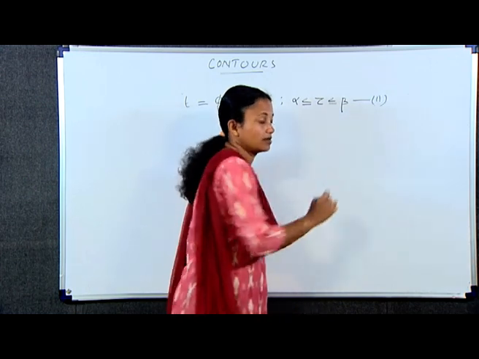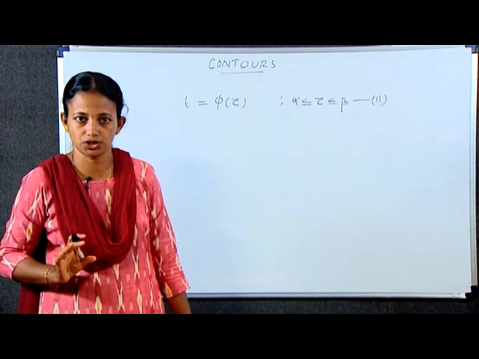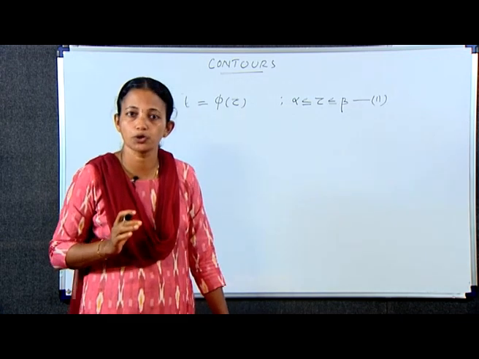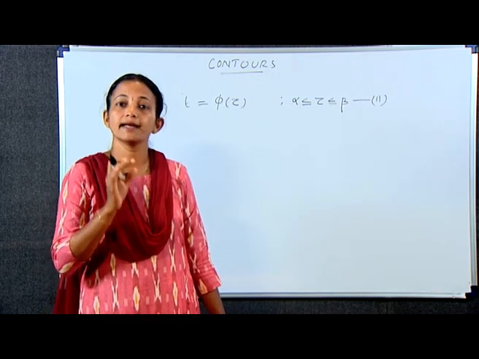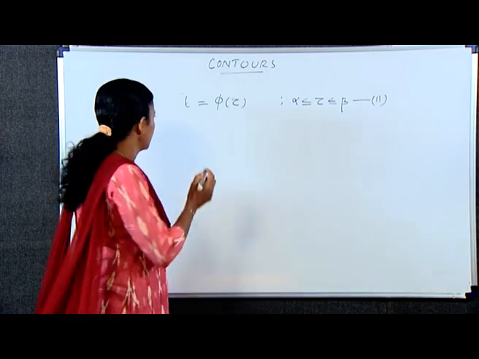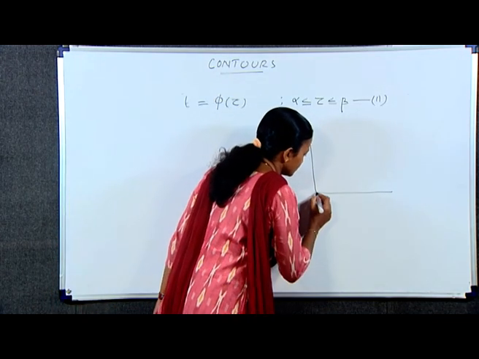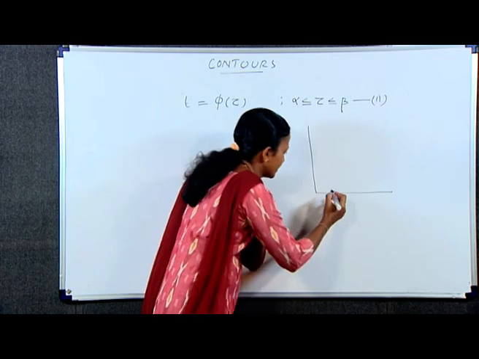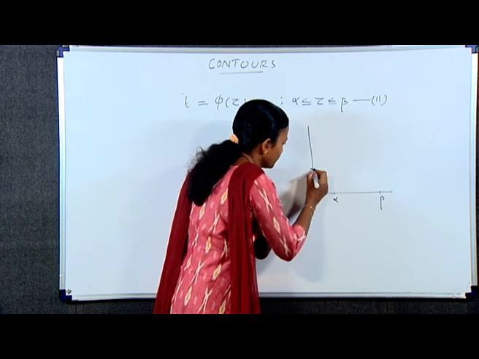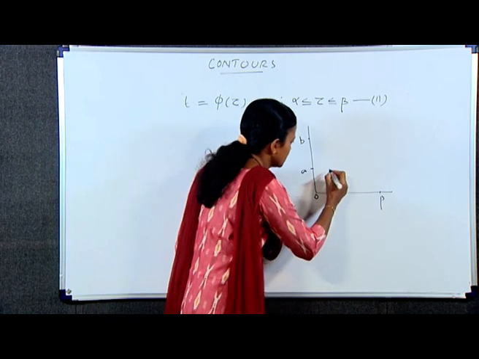Next equation number 11, where this phi is a real valued function mapping the interval alpha less than or equal to tau less than or equal to beta onto the interval a less than or equal to t less than or equal to b. Actually our figure is like this. Here we have alpha, here we have beta, and t varies from a to b. It is just like this.